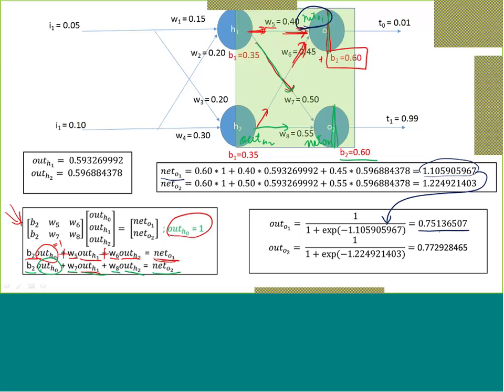This output is what I will get here. This is 0.7513, and similarly, I will take the other net output and transform it through a sigmoid function. I get the second output, and this second output I will get here. So this is 0.77 something, 0.7729. So these are the two outputs that I will get from here. I hope this is also clear.